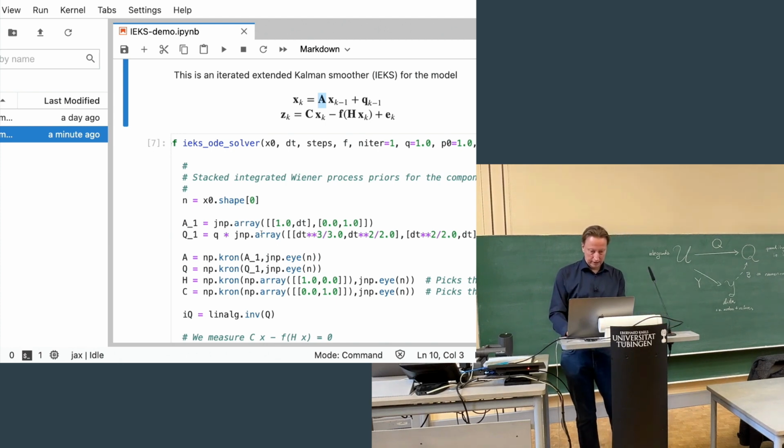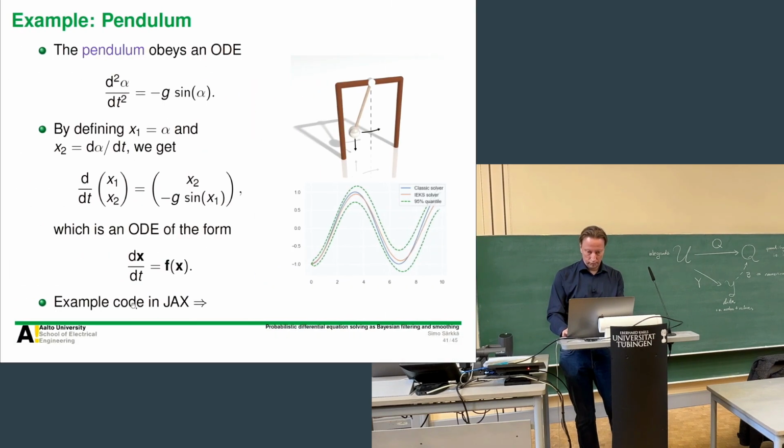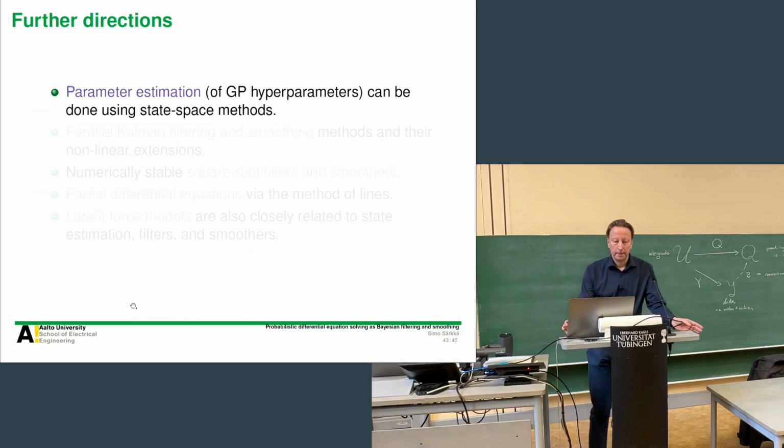So let's see. Yes, parameter estimation. Actually you need to tune the method. One way to do that is to estimate the parameters. It's not going to be easy, but there are ways to do that. So there are state-based methods to estimate the parameters, yes, but they are pretty hard to use, but that's a necessary part anyway.